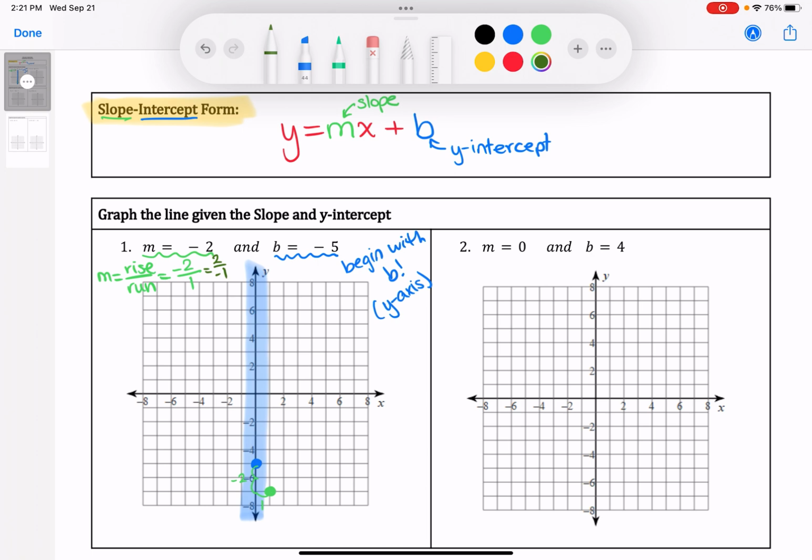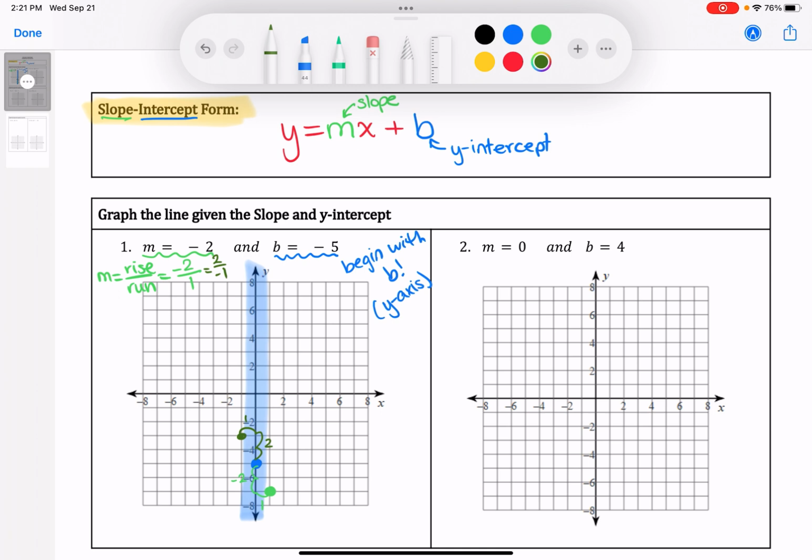So instead of going down 2 and right 1, I could go from my y-intercept again, from that blue point. I could go up 2, +2, but then I would have to go left 1 to keep it consistent and have that line go the same direction the whole time.